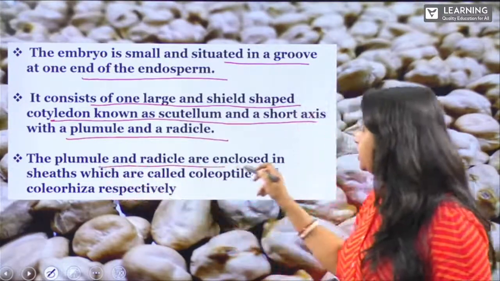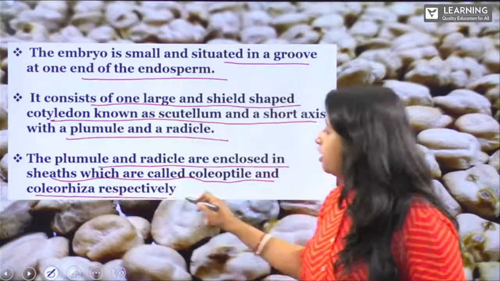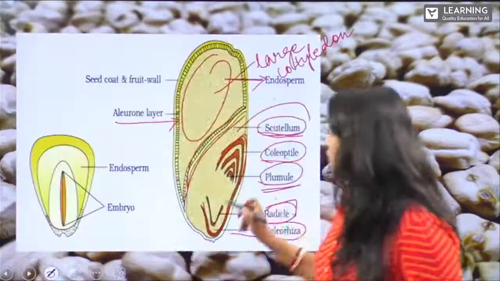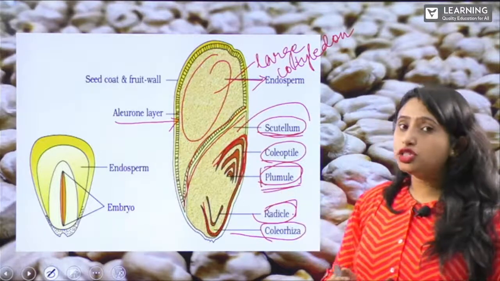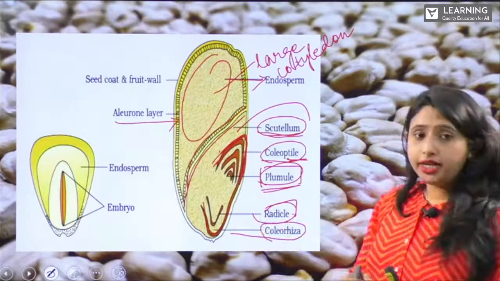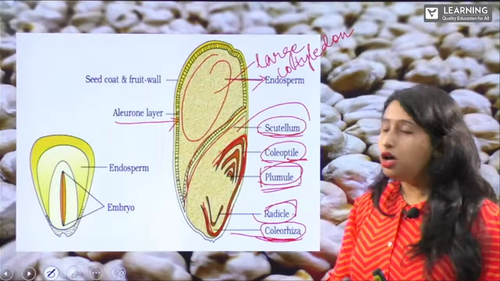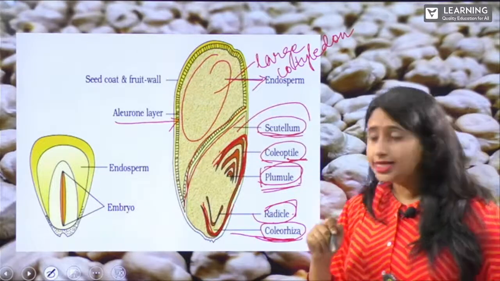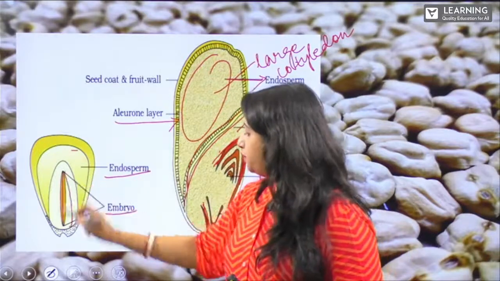The plumule and the radicle are enclosed in sheaths which are called the coleoptile and coleorhiza respectively. So the plumule is enclosed with the help of a sheath, a covering called your coleoptile, right? And the radicle is enclosed with the help of a sheath called your coleorhiza. So this is how the arrangement is in case of your monocotyledonous seed. As you can see, this is the endosperm of the seed and this is the embryo.